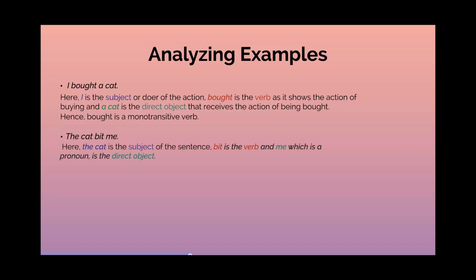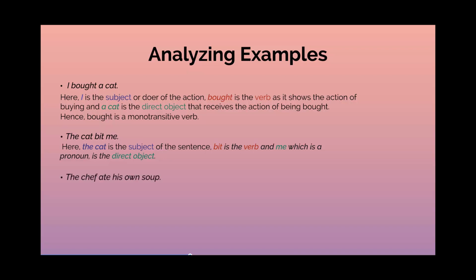Similarly, the cat bit me. Here, the cat is the subject of the sentence or the doer of the action. Bit is the verb as it shows the action of biting, and me, which is a pronoun, is the direct object. Remember, we said objects can be noun phrases, pronouns, or clauses.